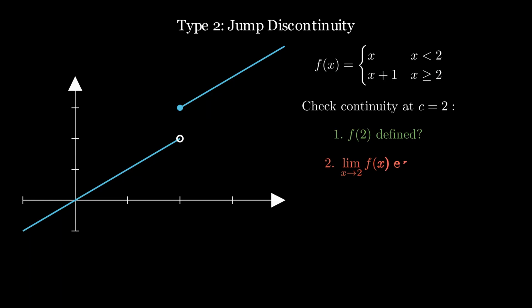Now, does the limit exist? For this, the left-hand and right-hand limits must be equal. As x approaches 2 from the left, the function approaches 2. But as x approaches 2 from the right, the function approaches 3. Since the left and right limits are not equal, the overall limit does not exist. Condition 2 fails, so we have a jump discontinuity.